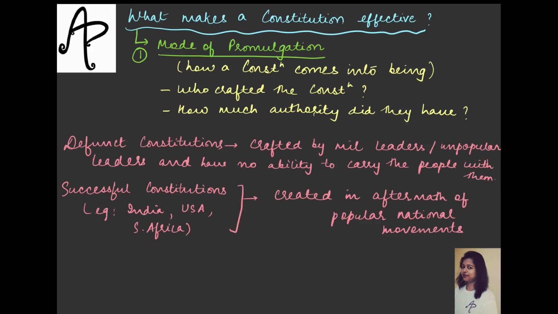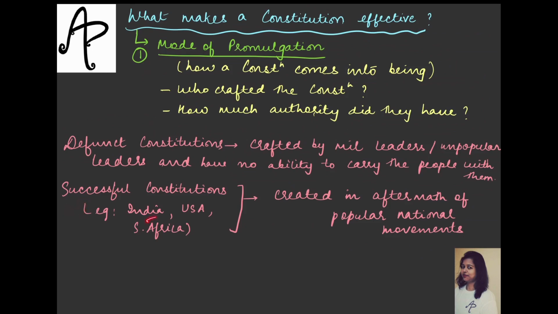Now to understand that, we have to see that there have been many countries wherein the constitutions have been crafted by, let's say, military leaders or some leaders who were unpopular among the people, and these people had no ability to carry the people, which means the citizens, with them. So in those kinds of countries, even though the constitutions were made, because these people were responsible for crafting the constitution, it became defunct, which means it did not function. However, there are certain countries wherein the constitution has been very successful.